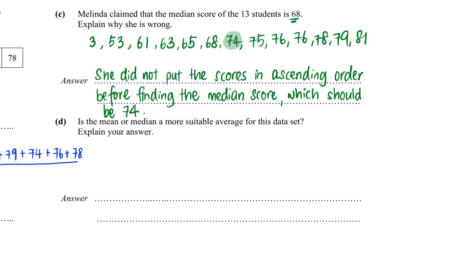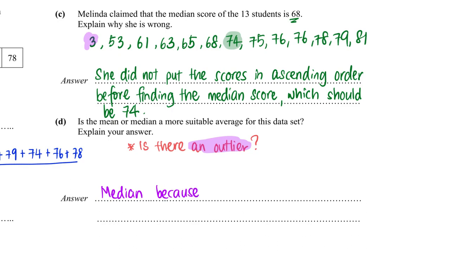Now, for this particular question, is the mean or median a more suitable average? The key question you need to ask yourself is, is there an outlier? That means a number that is very different from the rest. There is. An outlier will be the number 3, which is far away from the rest of the scores. So if there is an outlier, then we should choose the median.